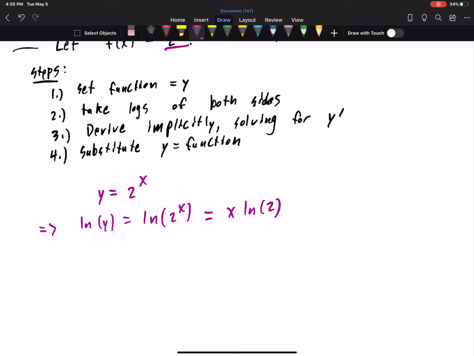where natural log of 2 is just a number. So this is just some number. You can plug it into a calculator and it'll actually give you a number. It'll be a decimal and it'll be ugly, but it's a number. Okay. So now the idea is to implicitly derive both sides.